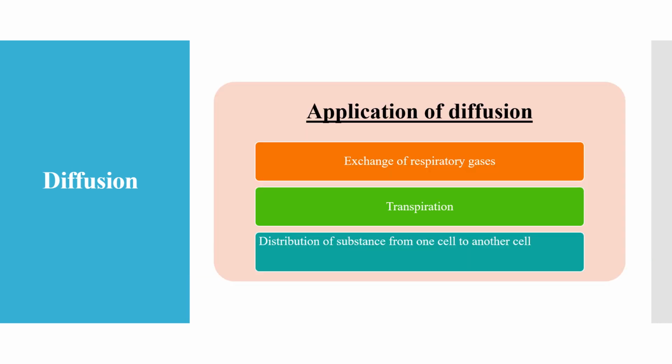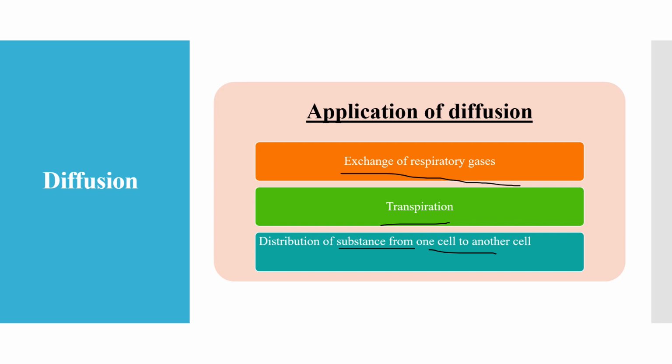Now next is the application of diffusion. The first application of diffusion is the exchange of respiratory gases. Exchange of respiratory gases like carbon dioxide and oxygen takes place through the process of diffusion. Next is transpiration. In transpiration, the loss of water molecules also takes place through the process of diffusion. The next application of diffusion is the distribution of substances from one cell to another cell. For example, the food is prepared by the plant, and the next step is the distribution of food from one cell to another cell.